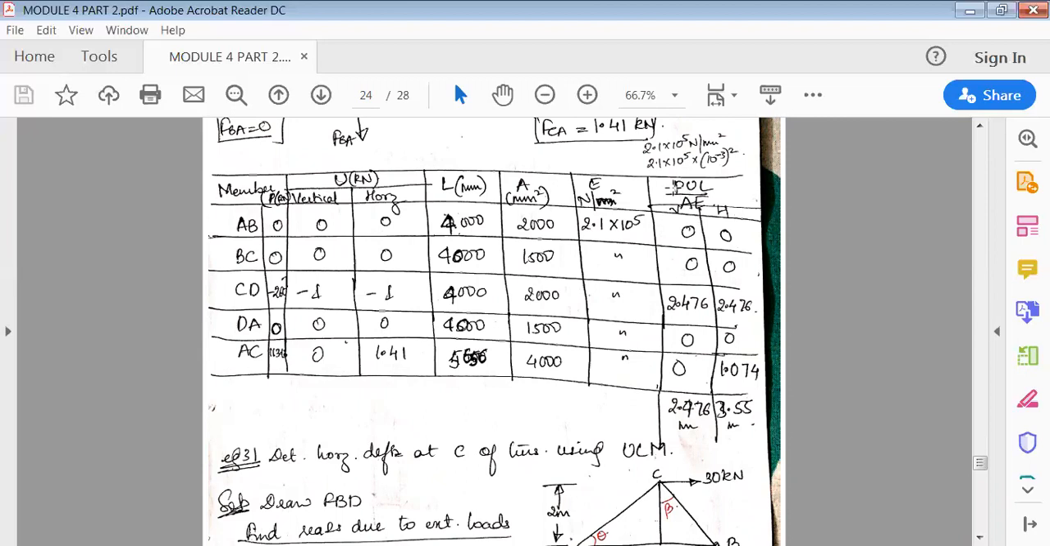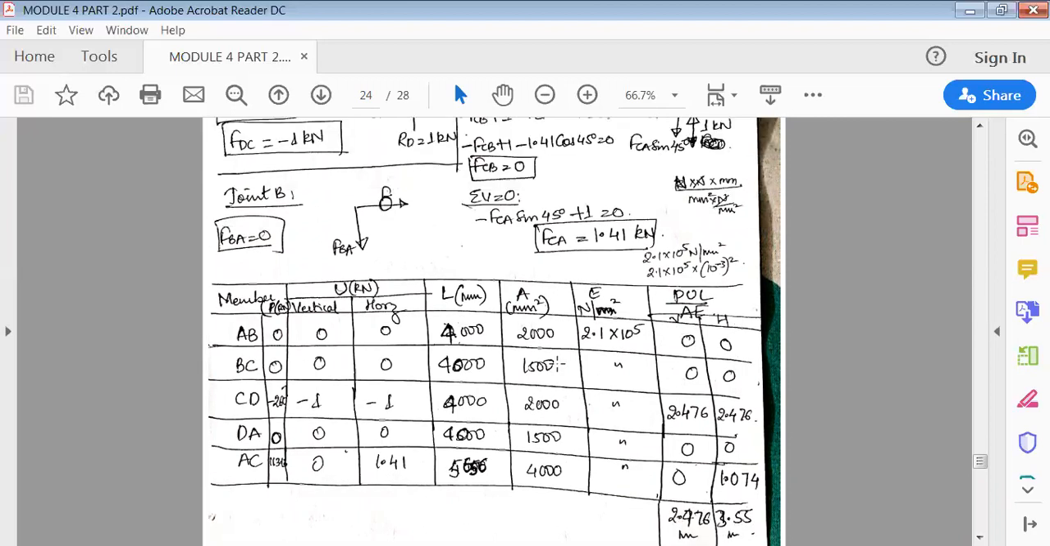Next you have to put this formula. This is important: PUL divided by AE. PUL divided by AE is different for vertical and different for horizontal. Because of the vertical force, the vertical deflection is 2.476. Due to the horizontal force, it is 3.55. This is how you solve it using the unit load method, by putting this formula, PUL divided by AE.